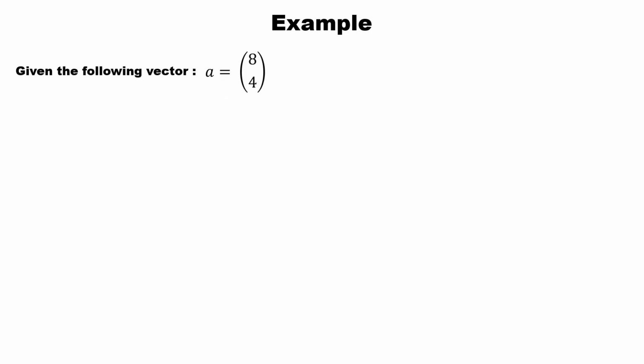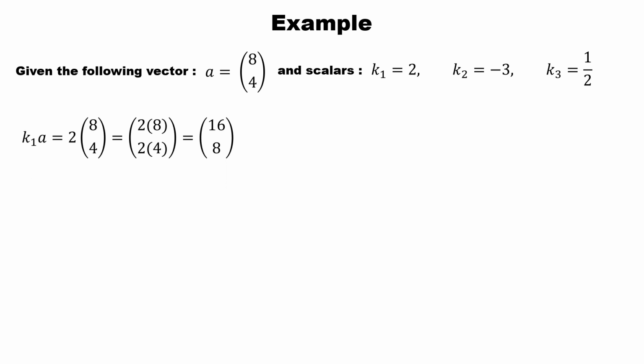Now let us do the following example. We are given a vector A, which has 8 and 4, and we are also given 3 scalars, k1, which is equal to 2, then k2, which is equal to -3, and k3, which is equal to 1/2. So, for the first one, k1a, this is equal to 2 times our vector with 8 and 4, which gives us 2 times 8 and 2 times 4. So, our final result is an enlarged vector with values 16 and 8.